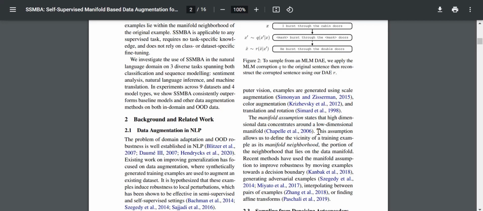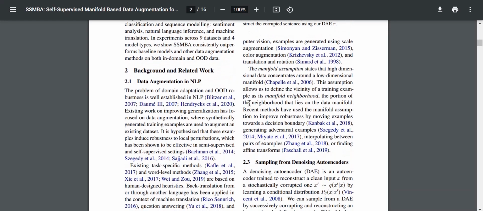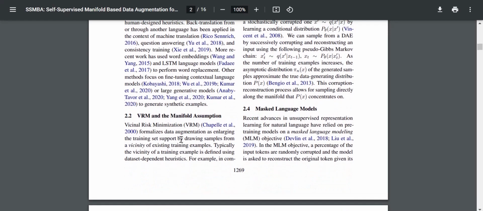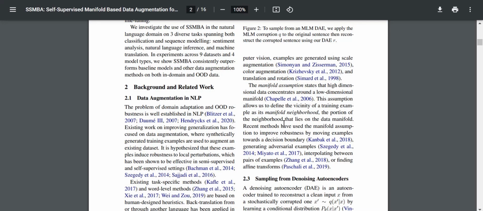Okay, sorry, this is just one sentence. So manifold neighborhood is the portion of the neighborhood that lies on the data manifold, and what they're basically saying is that the underlying assumption is this manifold assumption that the high dimensional data concentrates around a low dimensional manifold. And in vision you have all these techniques which are being used, which are essentially leveraging this vicinal risk minimization.